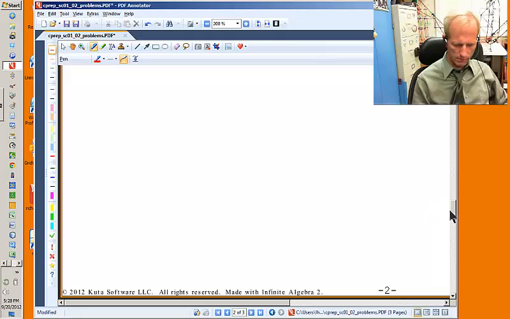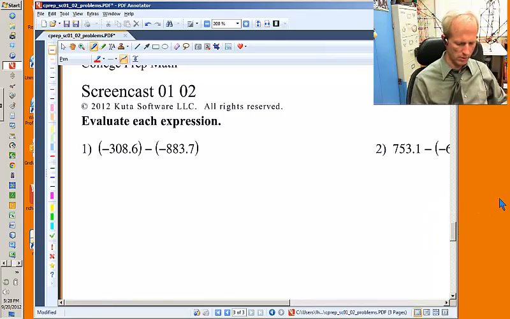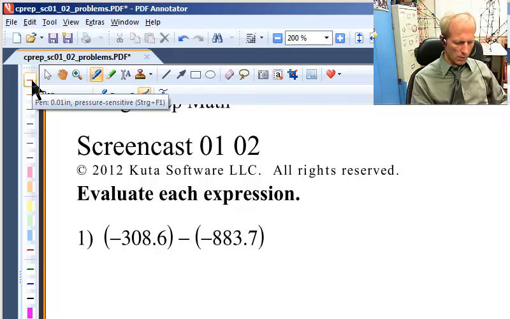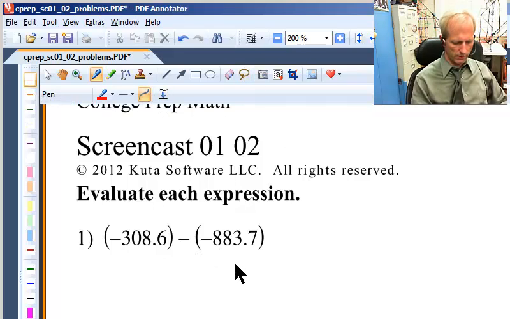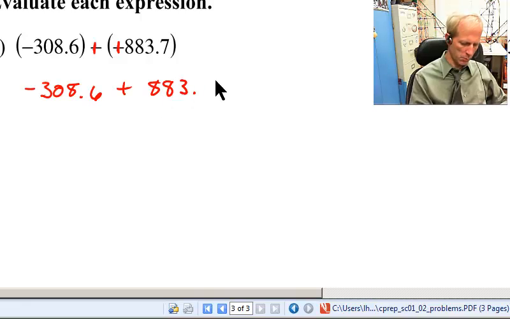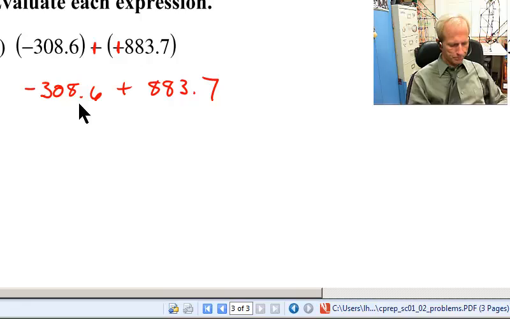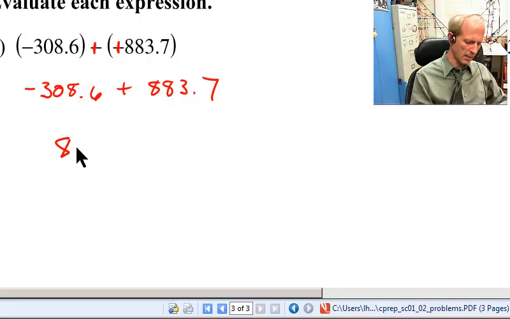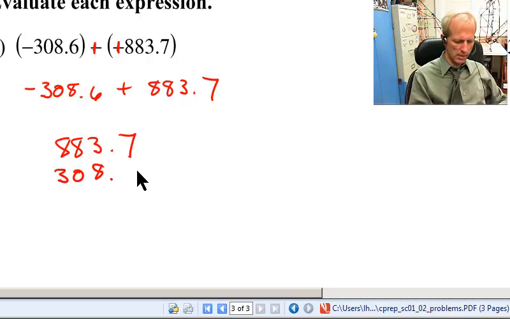And lastly, I have 2 long addition subtraction problems. So -308.6 minus a -883.7. Well, minus a negative is the same thing as adding. So now I really have -308.6 plus 883.7. I have 2 numbers with opposite signs, so I'm always going to subtract the smaller value from the larger one, and then I'm going to use the sign of the bigger value in my answer.